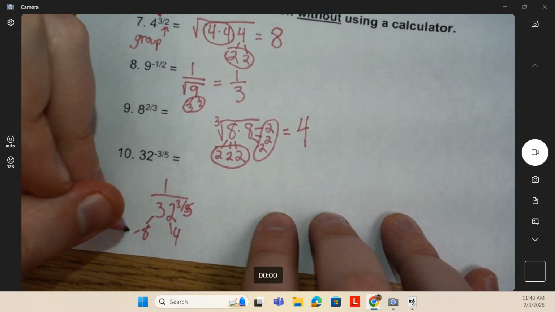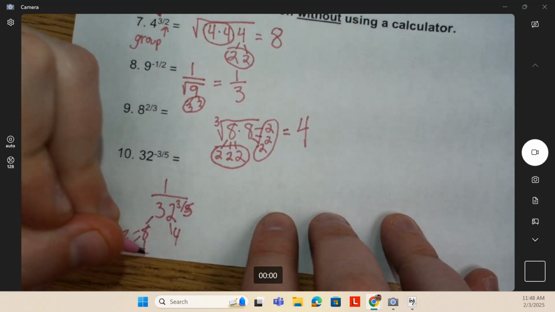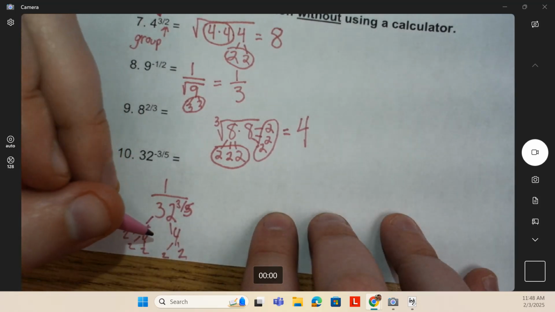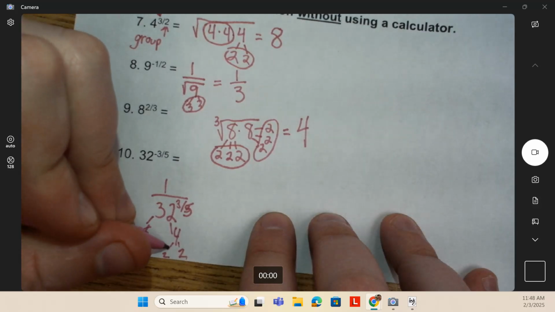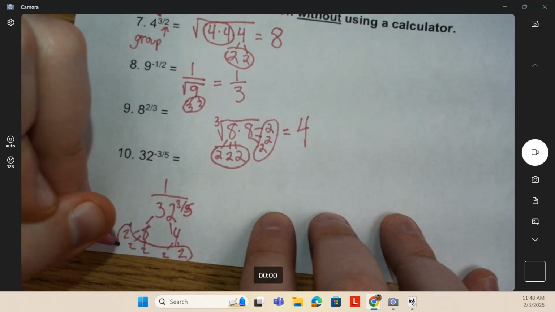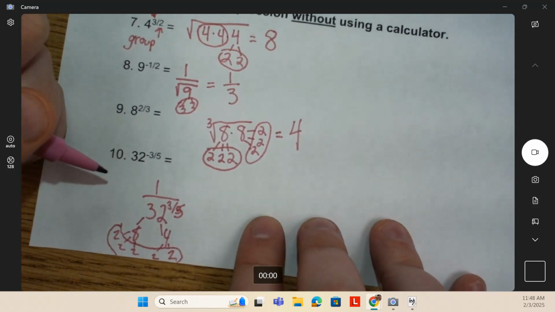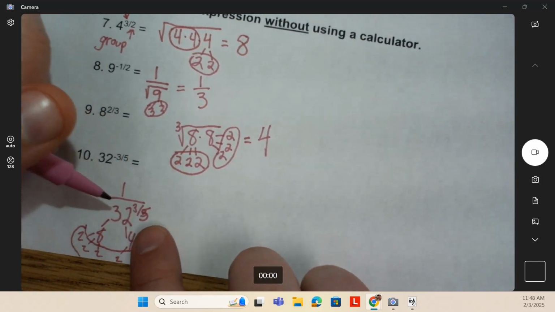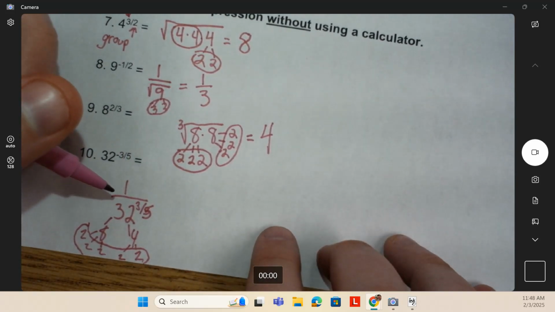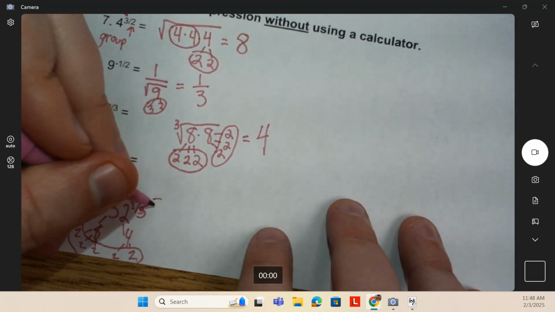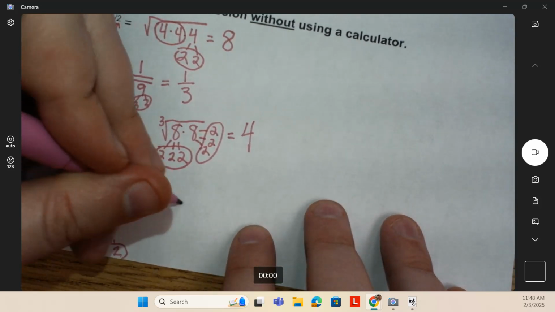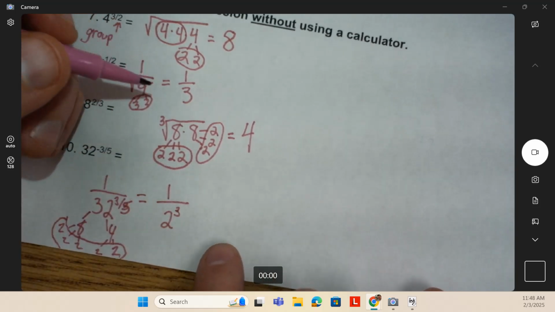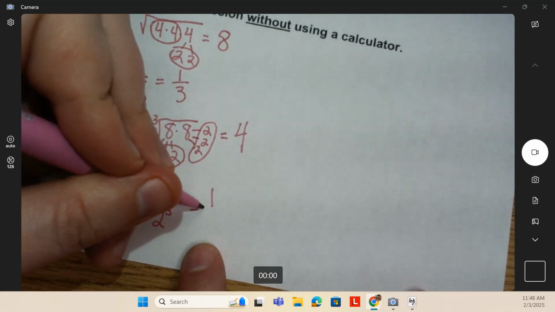And 8 is 2, 2, 2, and 4 is 2 times 2. So I actually have 2 to the 5th power there. So what that does is cancel it out. And so it'd be 2 to the 5th power divided by 5. And so since that's to the 3rd power, I end up with 1 over 2 to the 3rd power, which would give me 1 over 8.